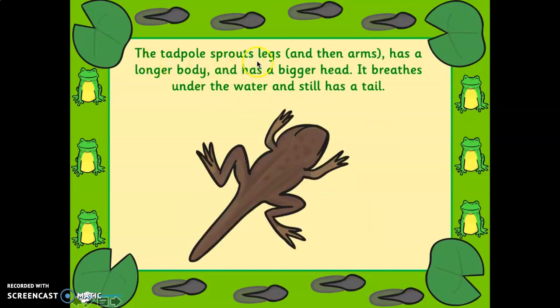The tadpole sprouts legs and then arms. So it grows legs and then arms. It has a longer body and a big head. And it breathes underwater. How can it breathe underwater? What else breathes underwater? We took that. And what do they breathe with? Yes, you are correct. I can hear you. Everybody said gills. Super class. Very well.